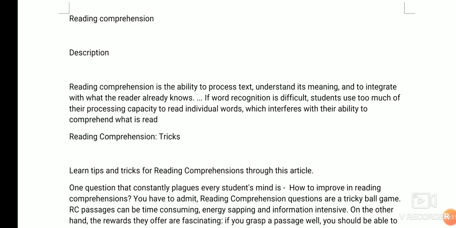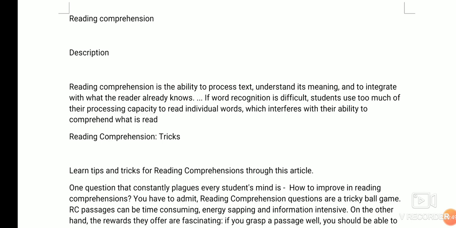Today I am going to teach you English grammar, and today's topic will be reading comprehension. This topic will be for standard 9th, 10th, 11th, and as well as for 12th standard also. Why? Because it is a common thing which comes in your exam.